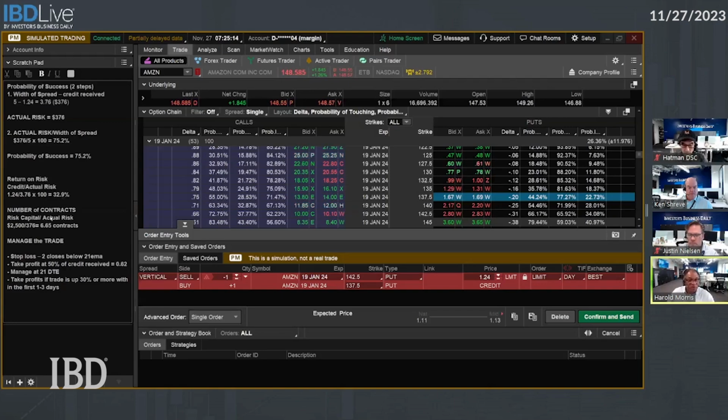All right. So based on the numbers we saw, how many contracts are we going to purchase with this trade? We've been using $2,500 as the money we want to put into a trade. This is all based on your level of risk, your portfolio size, etc. So we take that $2,500 divided by our actual risk, which is $376. That's going to give us 6.65, or 6 contracts.